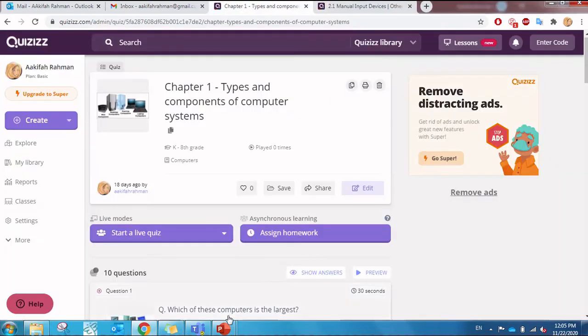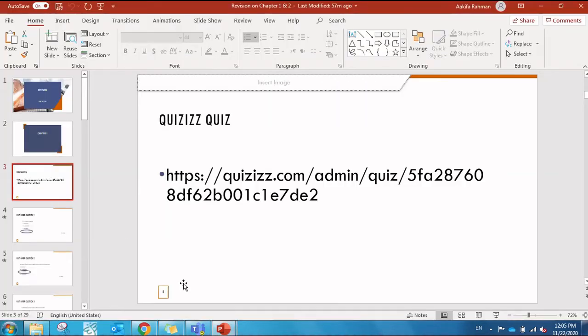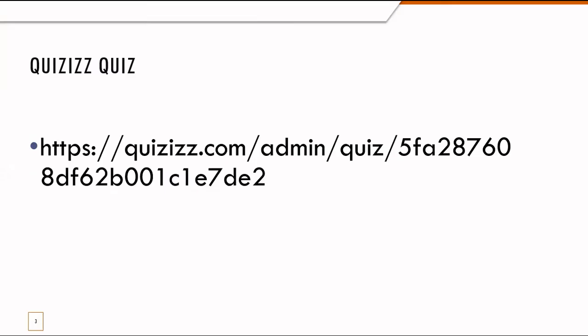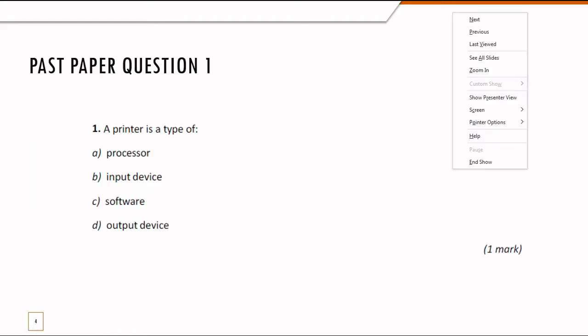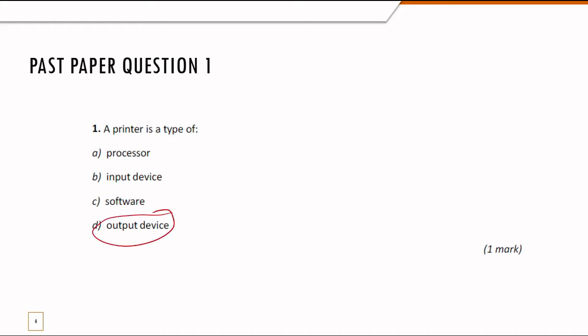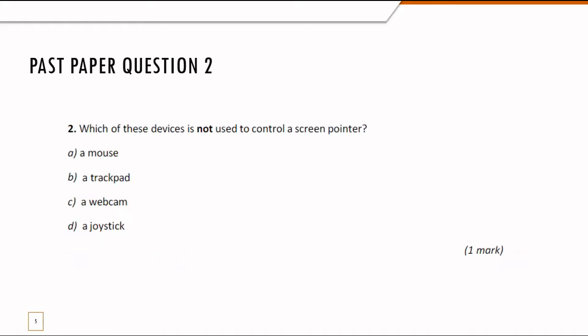Alright. Now that we are done with the starter quiz, let's look at some of the past paper questions that have been covered in chapter 1 in the past. A printer is a type of dash. A printer, as we know, is a type of an output device. So we circle output device. Let's check if our answer is right. We are correct.